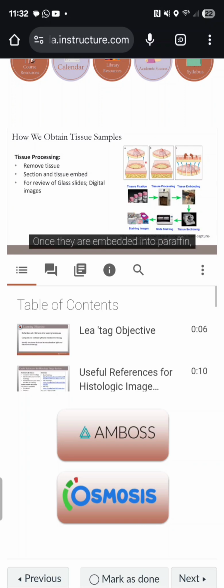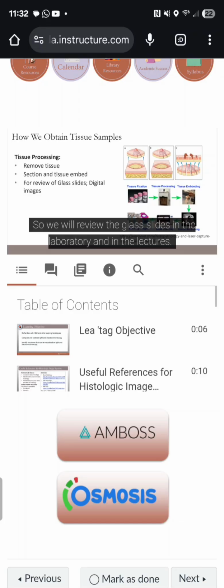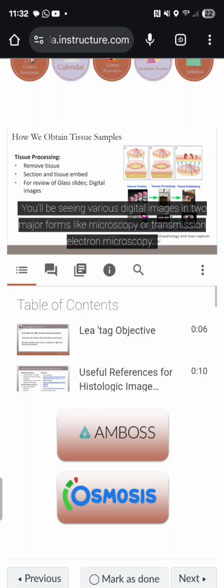Once they are embedded into paraffin, we will section those tissues and transfer them onto glass slides, where we will stain them to help further identify the cell or tissue type. So we will review the glass slides in the laboratory, and in the lectures, you'll be seeing various digital images in two major forms: light microscopy or transmission electron microscopy.